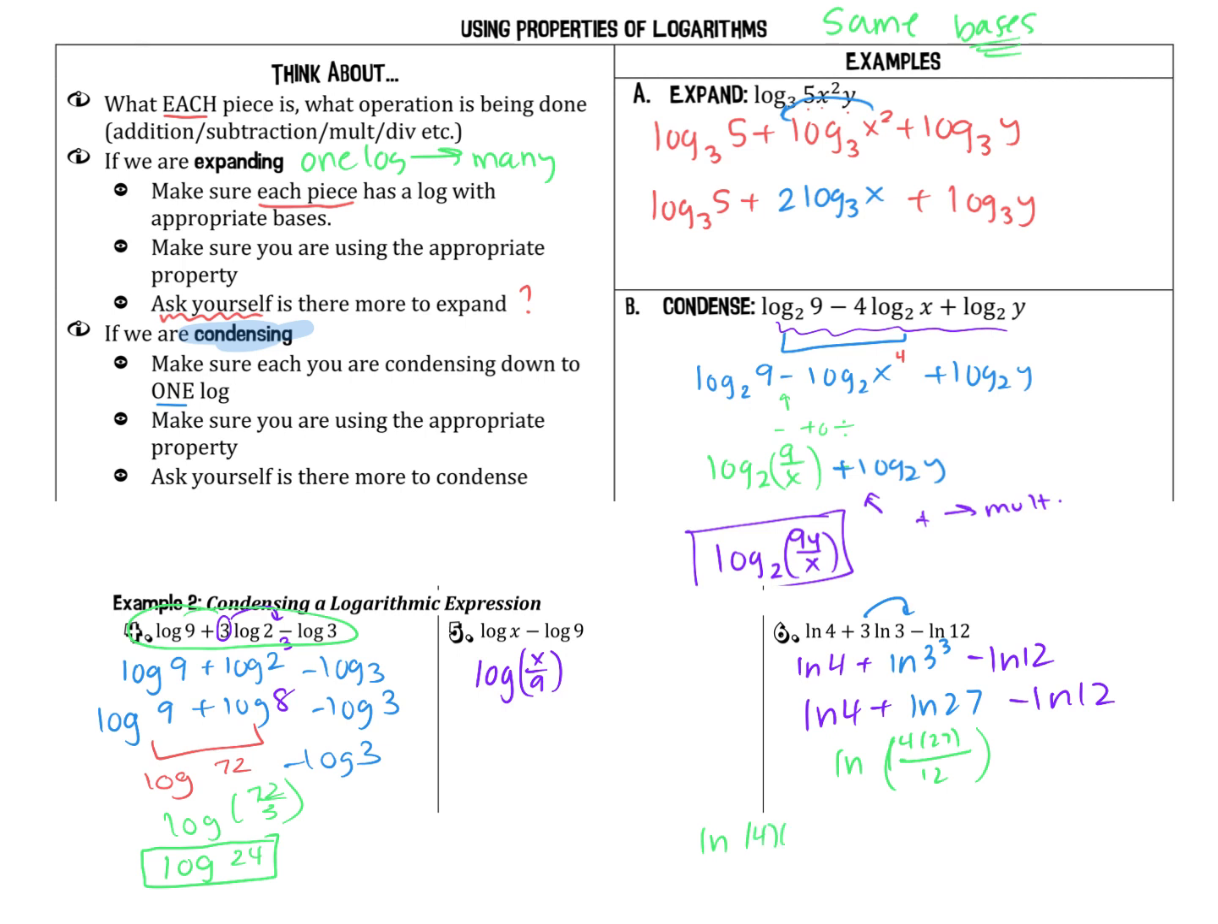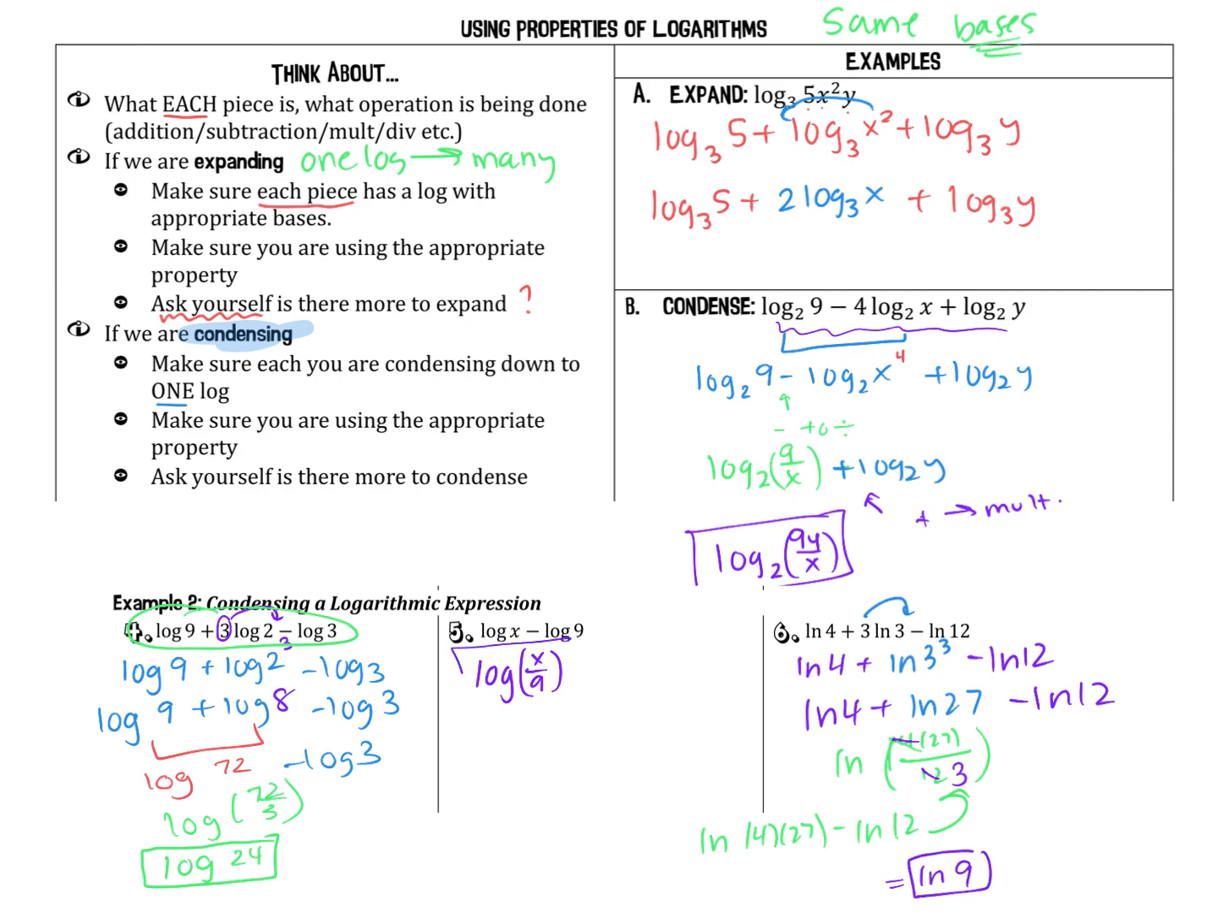Natural log of 4 times 27 minus natural log of 12, and then you could condense further. Now, instead of multiplying 4 times 27 and then dividing by 12, I'm going to go ahead and simplify here. 4 over 12 is 1/3. 27 divided by 3 is 9. So this whole messy looking logarithm actually simplifies just to be natural log of 9.